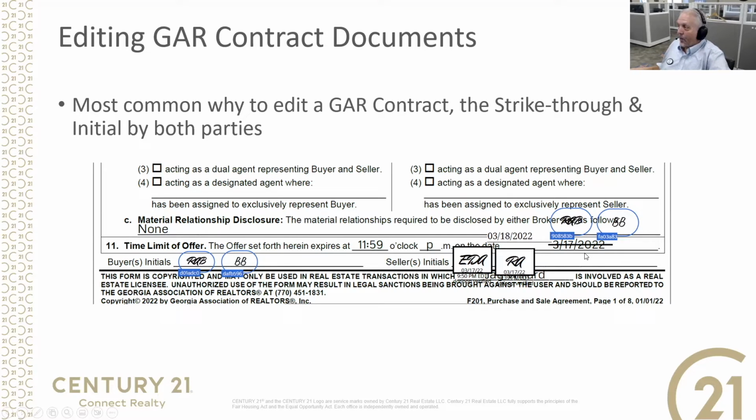Okay, so a great way to change that is you strike through the date, you rewrite a new date, and you put your client's initials, and then you send it back over. So if I was to turn in this contract as it stands right now to Karen, our compliance broker, and to the closing attorney, is this a legally binding edit in the contract?